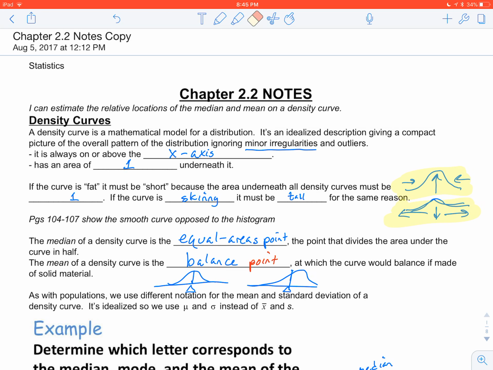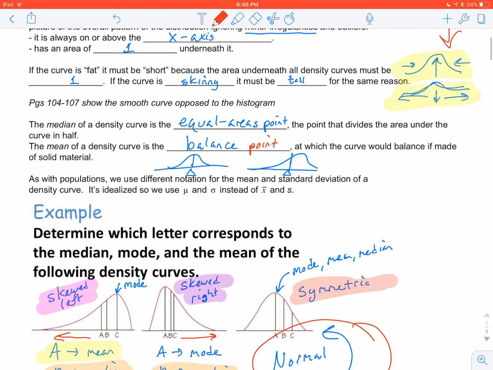It's going to be more like something we see from an algebra class on an xy plane. It is always above or on the x-axis and has an area of 1 underneath it. Because all density curves have the same area of 1 underneath them, if you were to change the spread, it's going to change the height of the curve. So I've drawn two examples of that over here. On the right side, if you push it together, the curve kind of jumps up at you, and if you spread it out or stretch it left and right, it becomes a lot shorter. And that's because the area must be constant for any density curve.